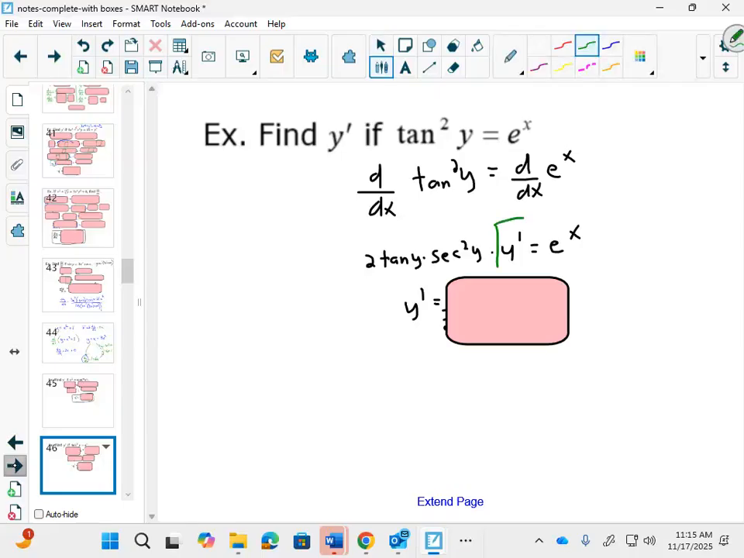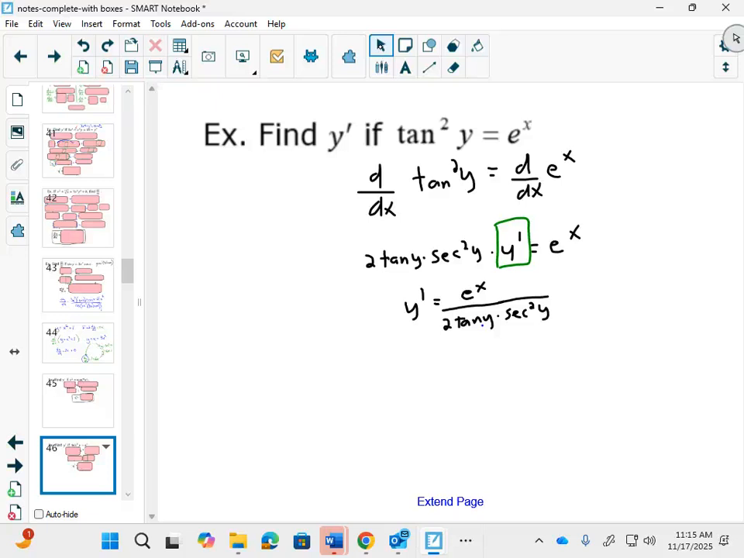And now to solve for y prime, we just need to get this by itself. So we can divide both sides by the 2 tan y secant squared y.